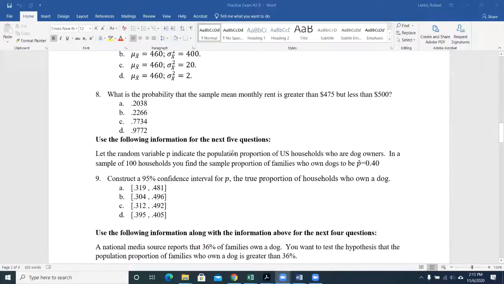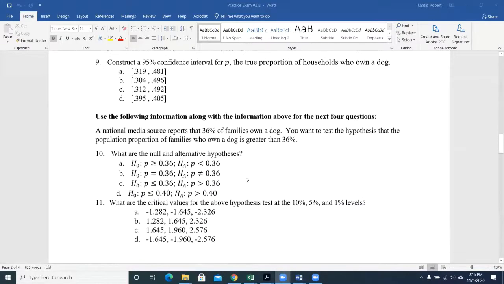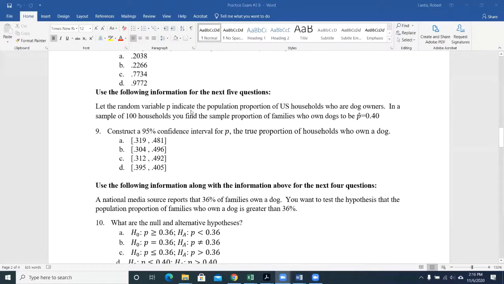All right. So let's work through a confidence interval and then some hypothesis testing stuff here. Let the random variable P represent the population proportion of U.S. households who are dog owners. In a sample of 100 homes, you find that the sample proportion of people who own a dog is 0.4. So let's say we want to build a confidence interval for this sample proportion.